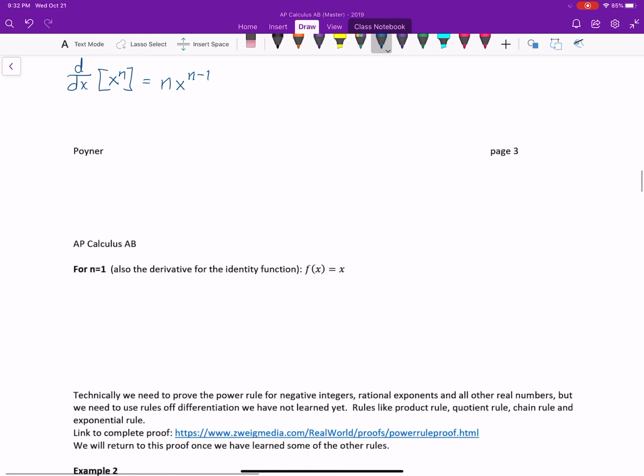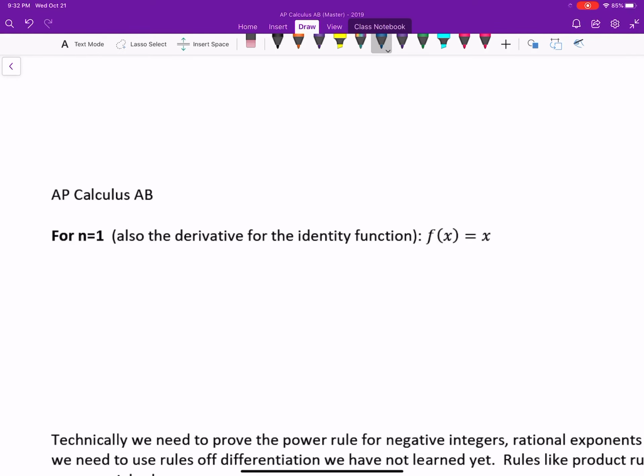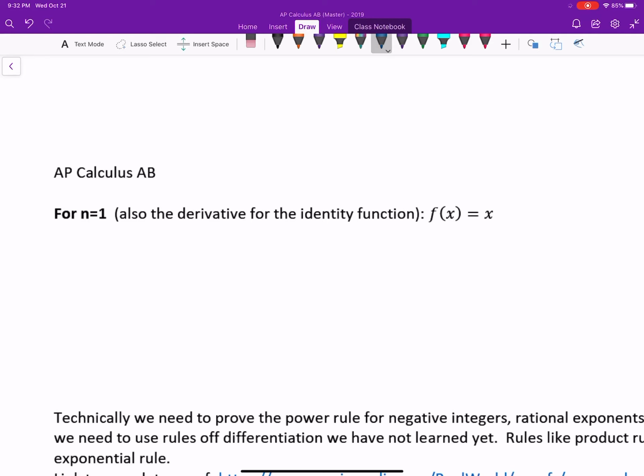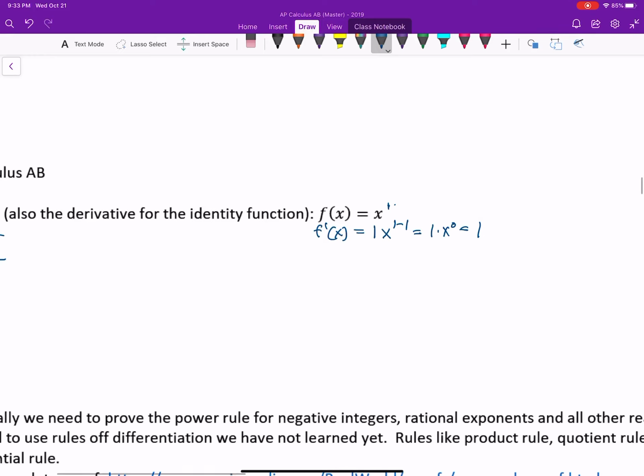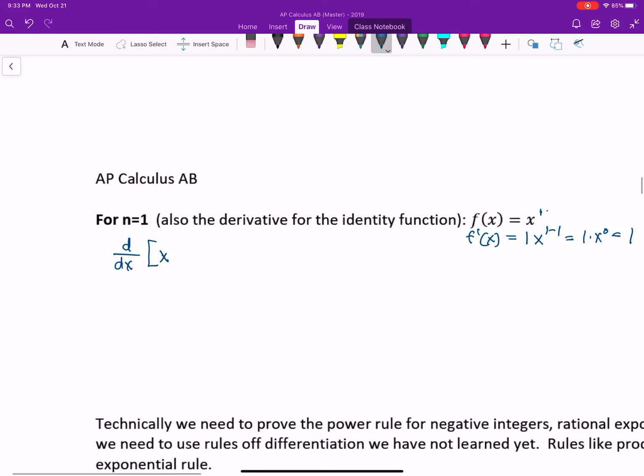If the power was equal to 1, the next one is done very similarly. By the way, that's called the identity function, f of x is equal to x. Not that it matters here. Let's see if the power rule still works. If I was going to do the power rule here, it would mean f prime of x would have to be, the power up here is 1. That becomes the coefficient. And then we get x to the 1 minus 1, which is equal to 1 times x to the 0 power, which is just 1. So in theory, we should be getting a 1 if I do this to the x.